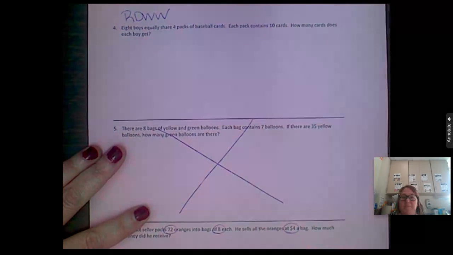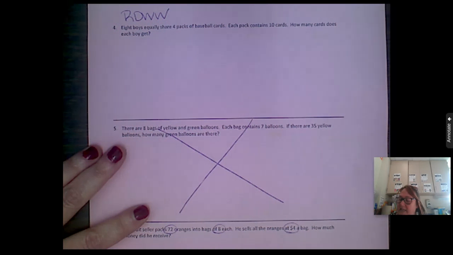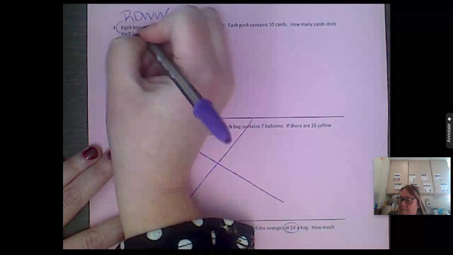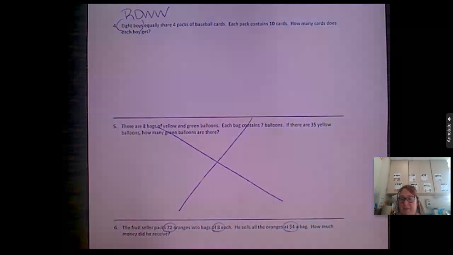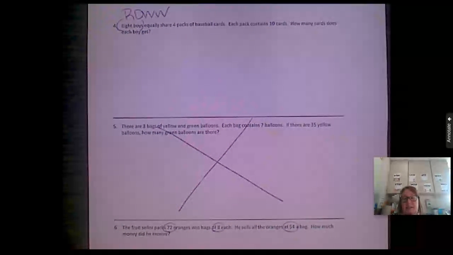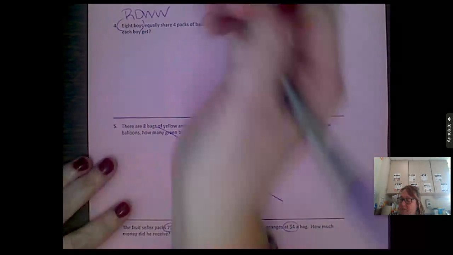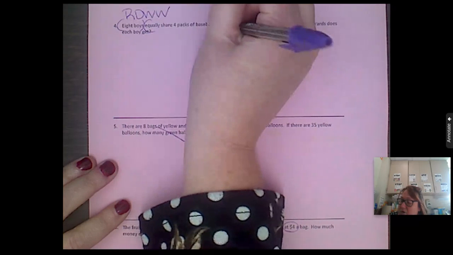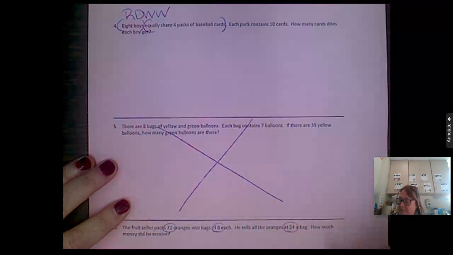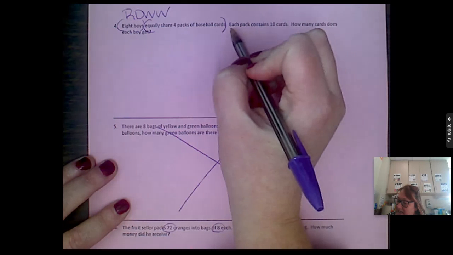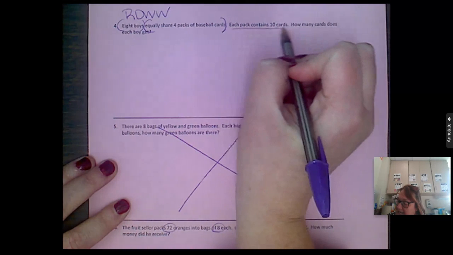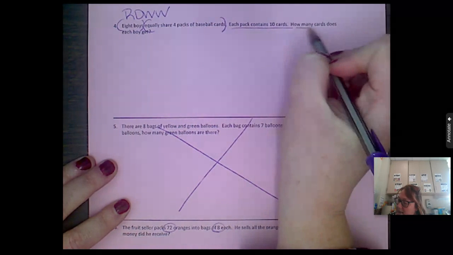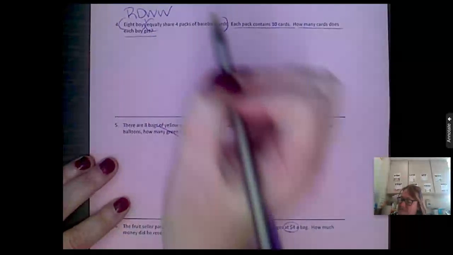Okay, so we have 8 boys equally share 4 packs of baseball cards. So there's 8 boys. I'm going to put parentheses around those 8 boys by themselves, because right away when I'm thinking of those 8 boys, I'm thinking that's my 8 groups. Do you agree? Okay, so they equally share 4 packs of baseball cards. Each pack contains 10 cards. How many cards does each boy get?